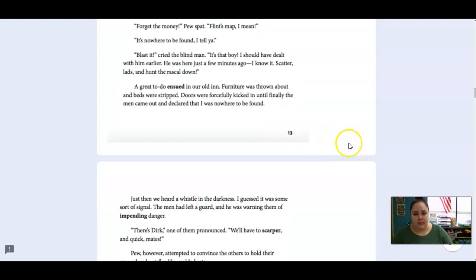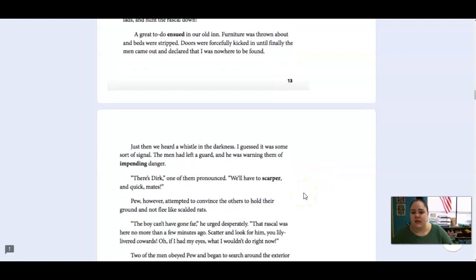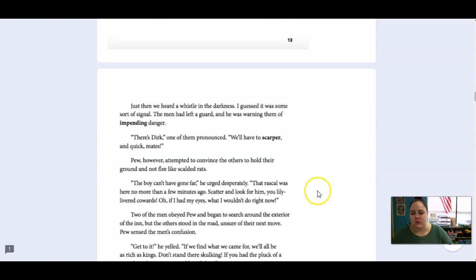"Blast it," cried the blind man. "It's that boy. I should have dealt with him earlier. He was here just a few minutes ago. I know it. Scatter, lads, and hunt the rascal down." A great to-do ensued in our old inn. Furniture was thrown about and beds were stripped. Doors were forcefully kicked in until finally the men came out and declared that I was nowhere to be found.